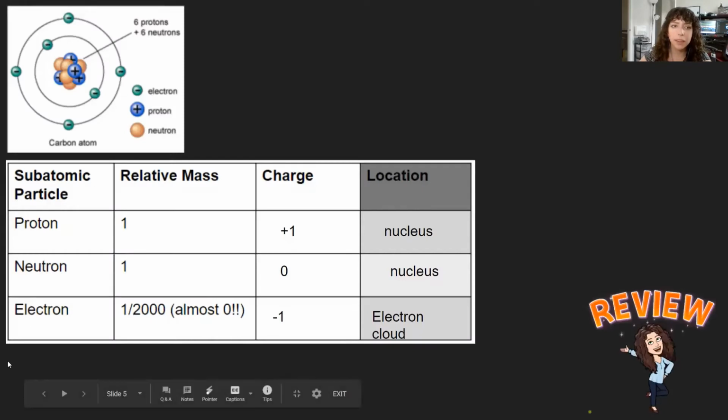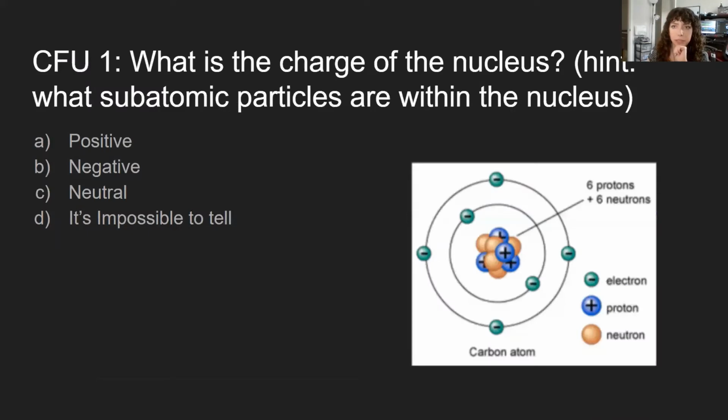We've seen this table before. Pause the video, take 30 seconds, look over it, and then I'm going to ask a check for understanding question about it. So here's the check for understanding. What is the charge of the nucleus? Hint, what subatomic particles are within the nucleus? Now, pause the video, answer it. I am going to go over the answer in a moment.